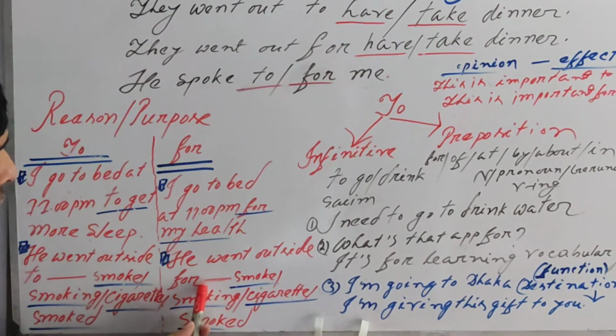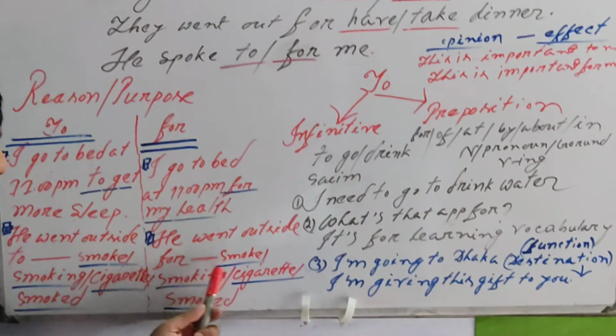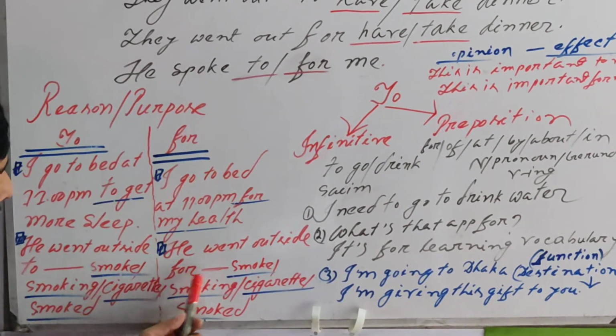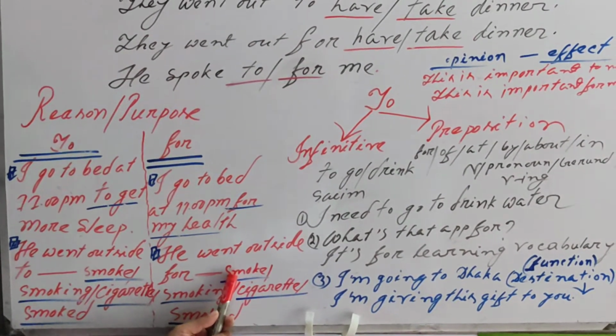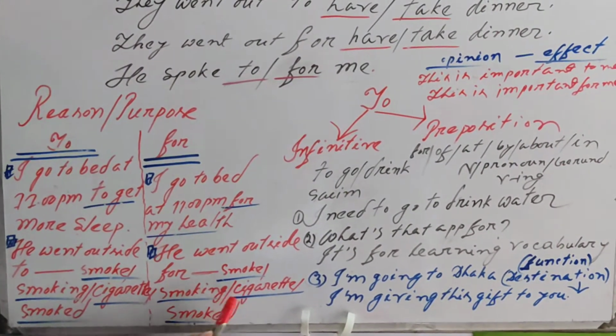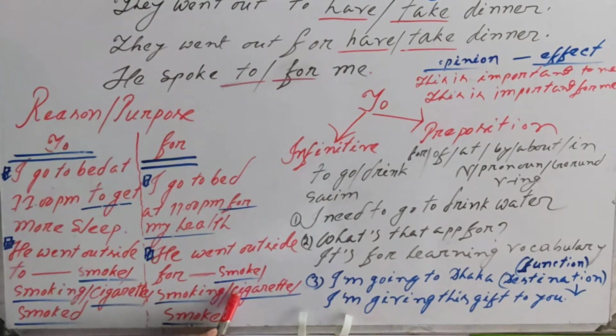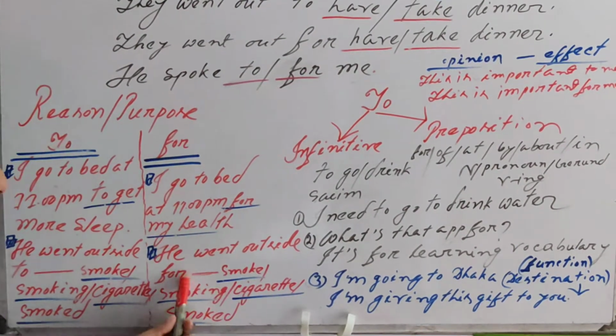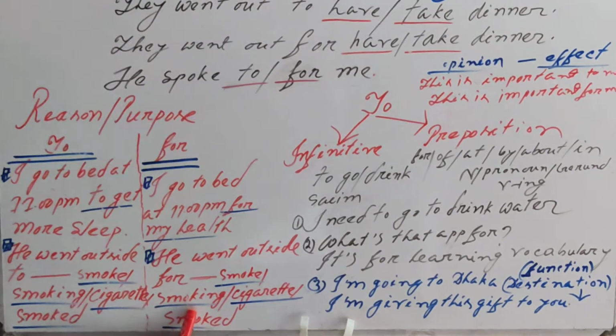If I use "for", of course that will be verb plus ing, or gerund. So "he went outside for smoke", of course that's not right. Or "smoked", that's not right. Or "cigarette", that's not right. But which one is right? Smoking. So he went outside for smoking. Yes, you are right. Thank you.